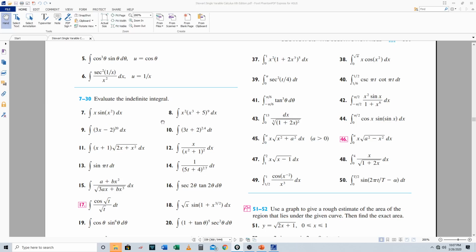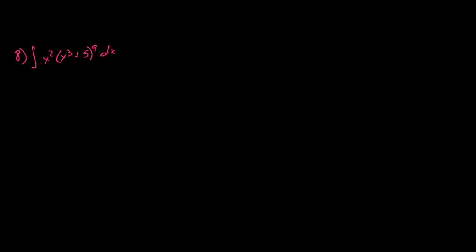All right. So number 8. Where's number 8? No, I'm not going to do that. I'll just write it on here, see what happens. So number 8 is the integral of x squared times (x cubed plus 5) to the 9th dx. Sweet, it stays on there.